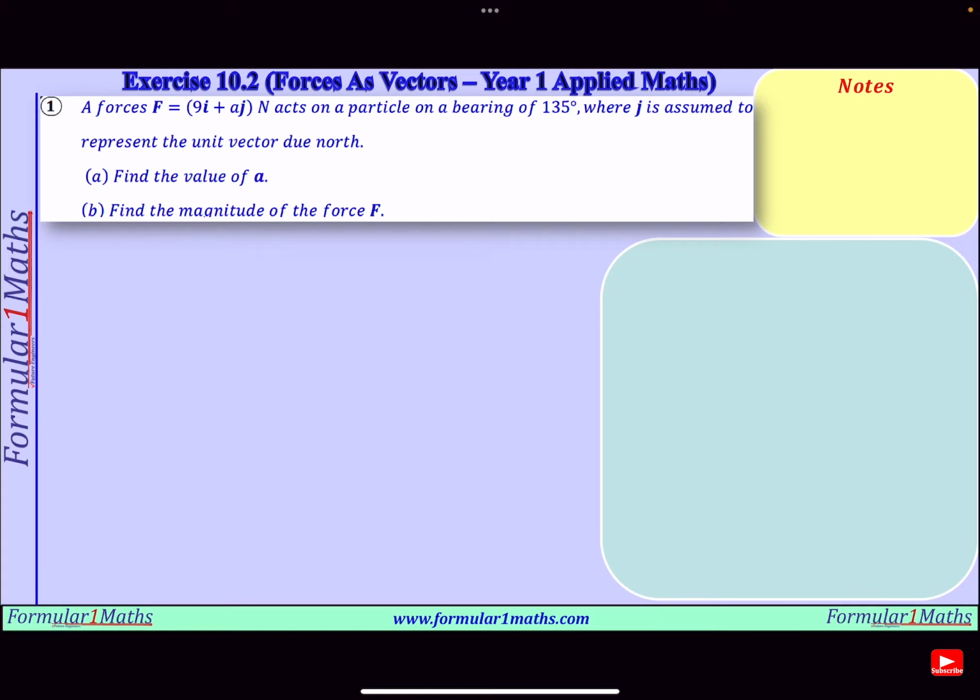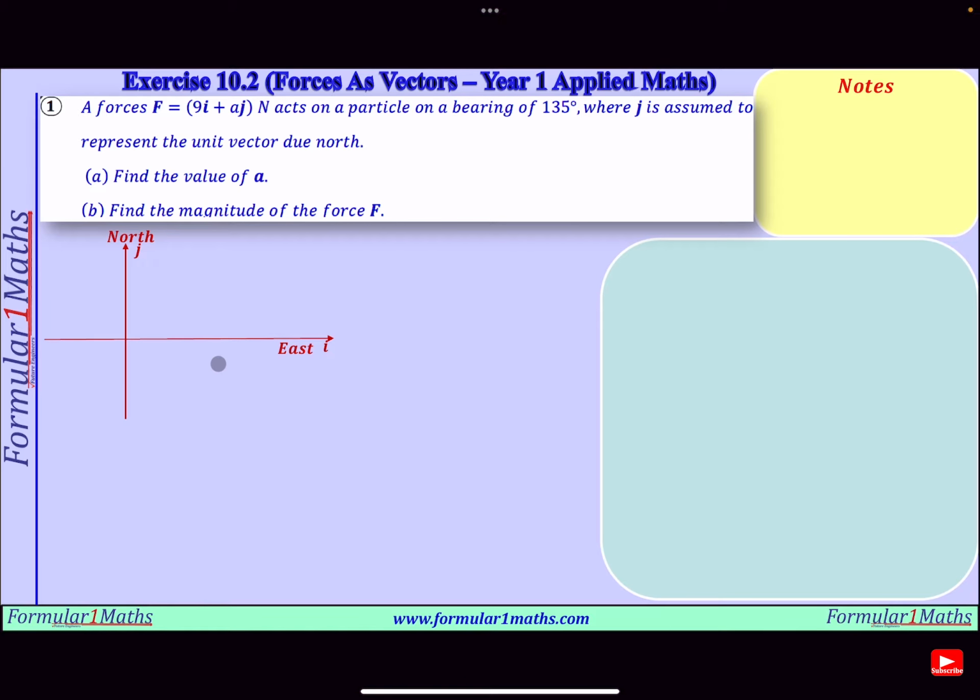So let's draw our diagram. Looking at the cardinal points, we've got north going this direction and east that way. That means west is over there and south going down. But we don't need the west and the south. We are also told that j is assumed to represent the unit vector due north. So let's put that in. Have j going this way. Therefore, i will be that way.